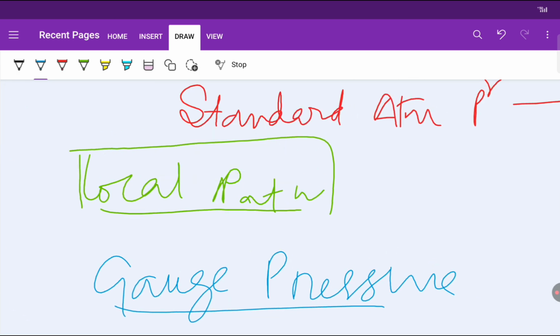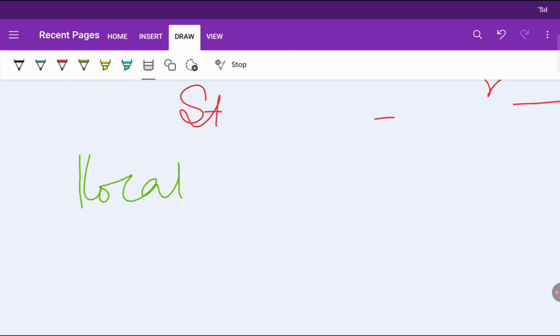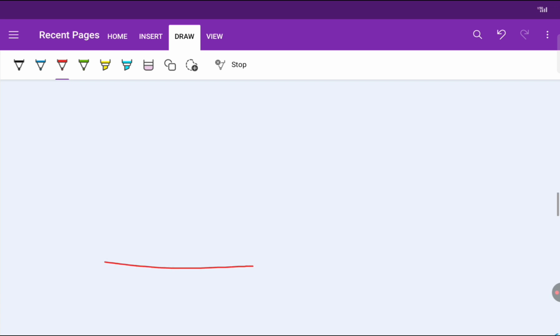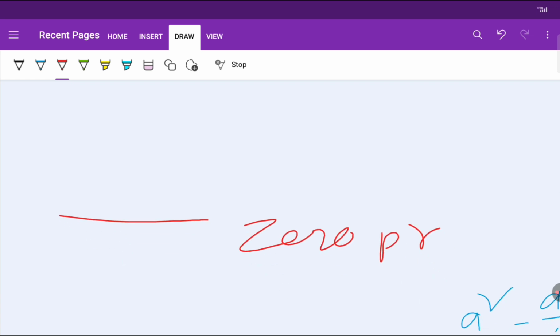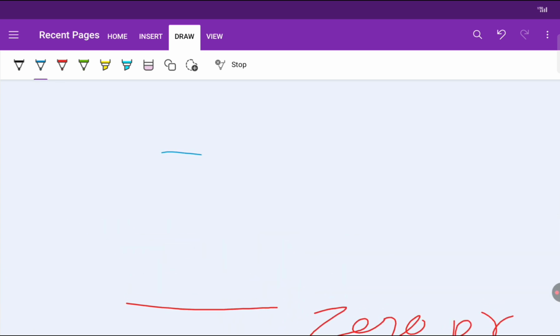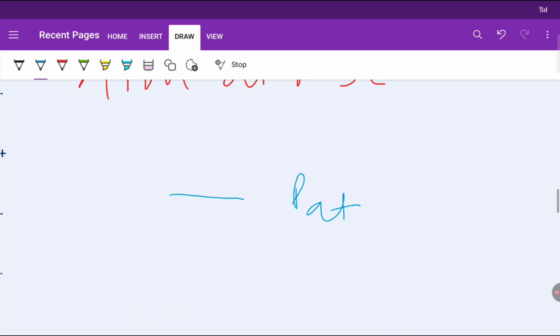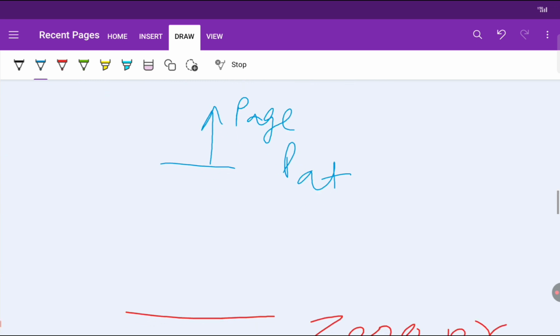If I want to represent this pressure by a line diagram, suppose this is our zero pressure, absolute zero pressure. This is our atmospheric pressure, and above atmospheric pressure we have our gas pressure. Below atmospheric pressure we also have gas pressure, but that is negative gas pressure at this point. This is called vacuum pressure.